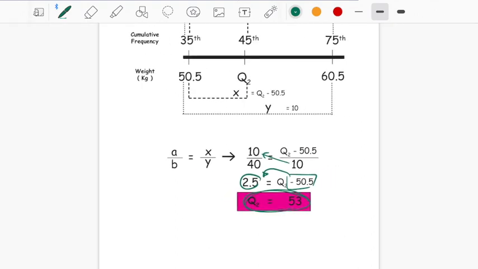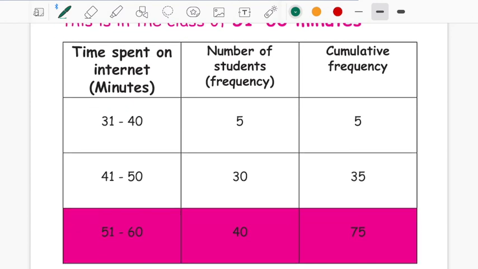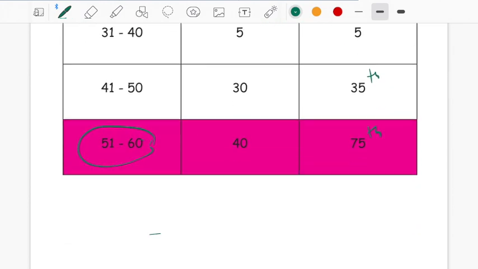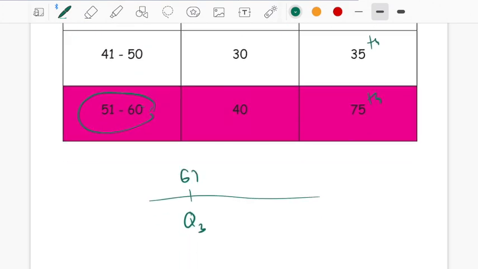So now we have Q1 and Q2. Let's find Q3. So Q3 is on the 75th percentile times 90. You get 67.5. Okay, so what I want you to do is look at the position. This is 35th, this is 75th. Again, it's in the same interval here. So take this and write the same. You draw this up. You're looking for Q3, right? So you write Q3 on which position? 67.5. And this is 35th here. And this is 75th.